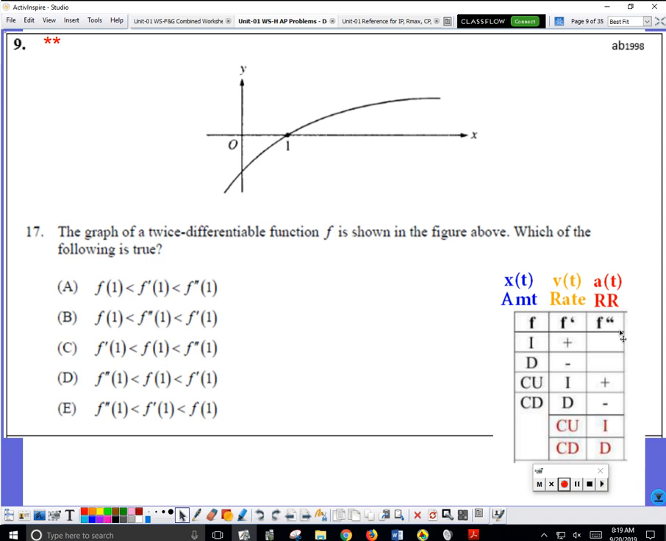Next thing. This is different. Yeah, I can't talk when you're talking, so it takes forever if I have to keep waiting. But this says the graph of a twice differentiable function f is shown.